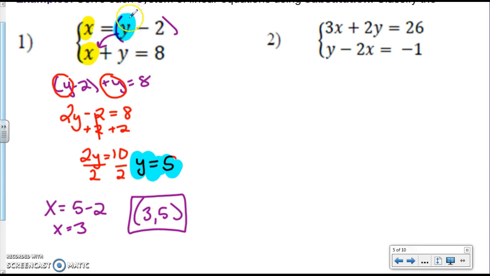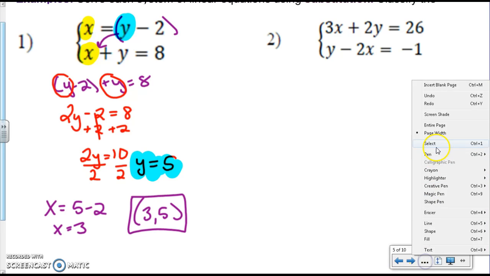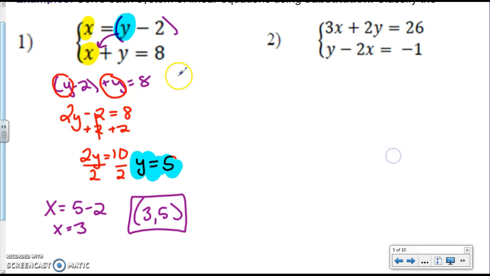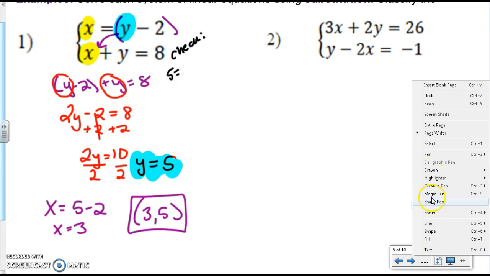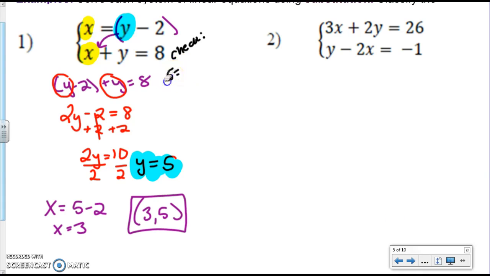Now, to check this, we're going to plug it back in to make sure it works in each of those. I'm going to do this off to the side here. So I have 5 equals, I switched that, 3 equals 5 minus 2.